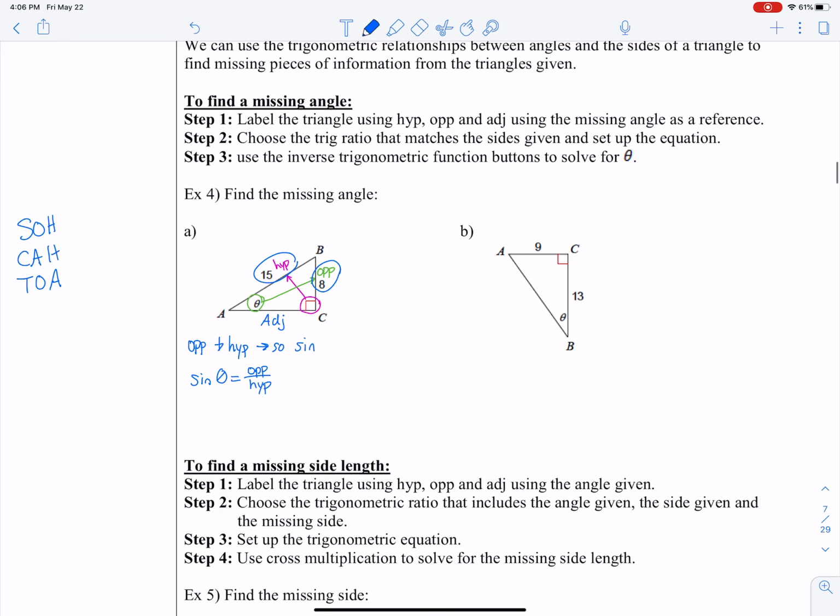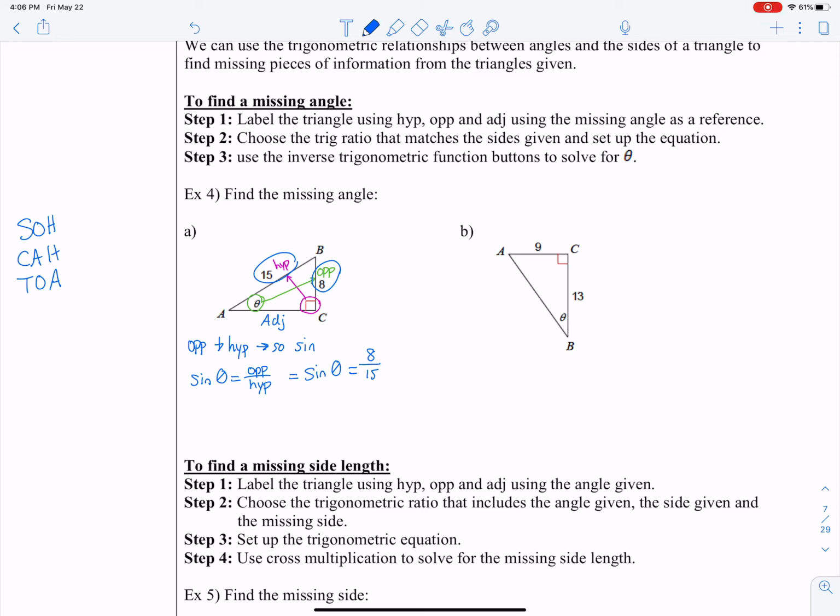And then we're going to pop in the information that we know. We don't know anything for our angle, so we're going to leave it like that. But we do know that opposite is 8, so opposite here, we're going to fill in with 8. And we do know that our hypotenuse is 15. Okay?